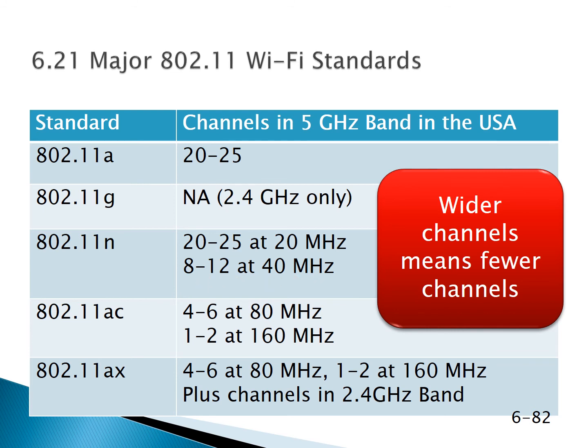Actually it's the same for the other standards. If you go for a wider channel, of course for each channel the speed will be higher, like 80 megahertz or even 160 megahertz. Of course with 160 megahertz the speed will be much higher, but then the number of channels will be limited. And Wi-Fi 6 is also similar, you can have this kind of channels, but at the same time there are channels also in the 2.4 gigahertz band.